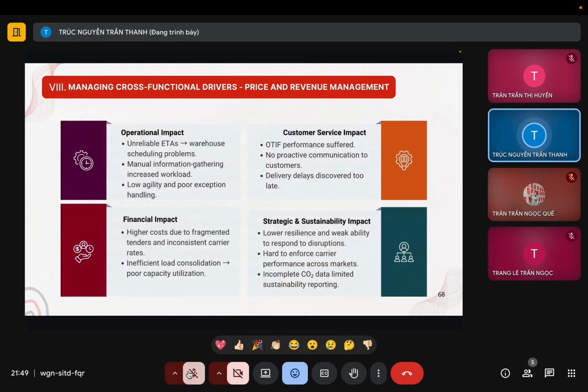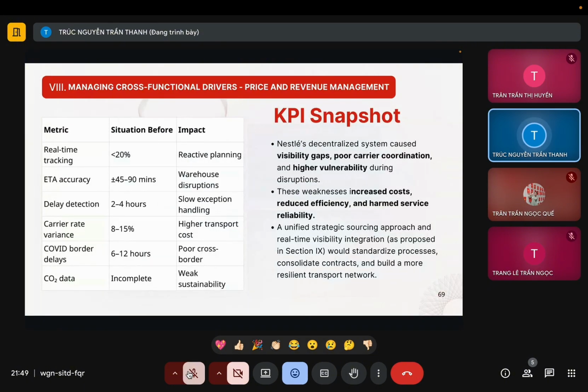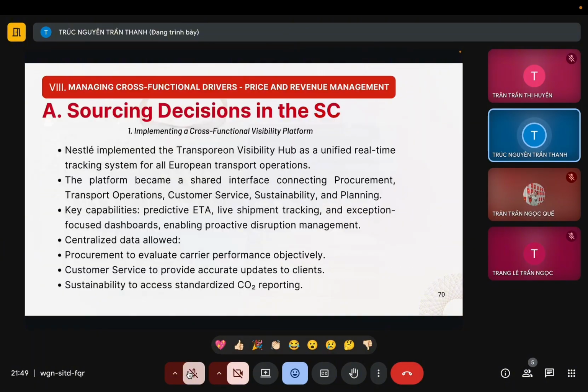In this one, this also impacts operations: unreliable ETAs and warehouse scheduling problems, as well as financial impact, which is higher cost from fragmentation, as well as customer service impact and sustainability impact, with huge damage to supply chain management. So here we have a table to describe the impact on each metric and the situation before, and this causes reduced efficiency and harms service reliability.